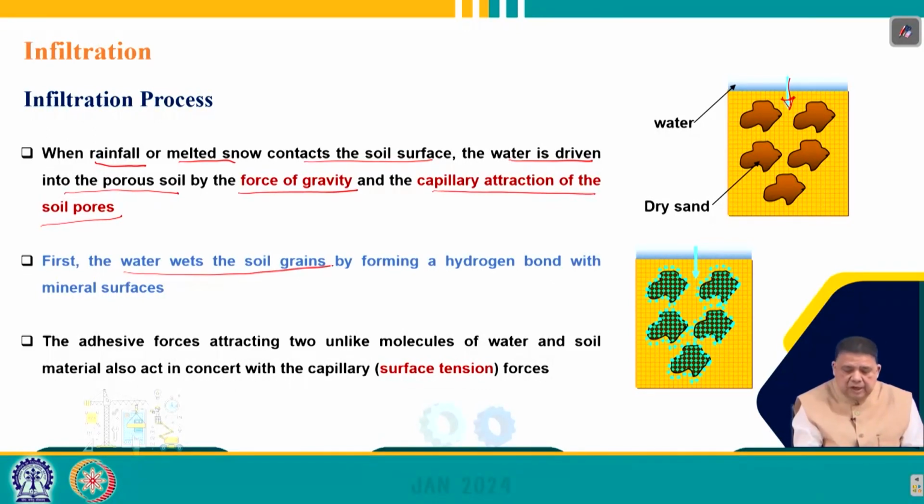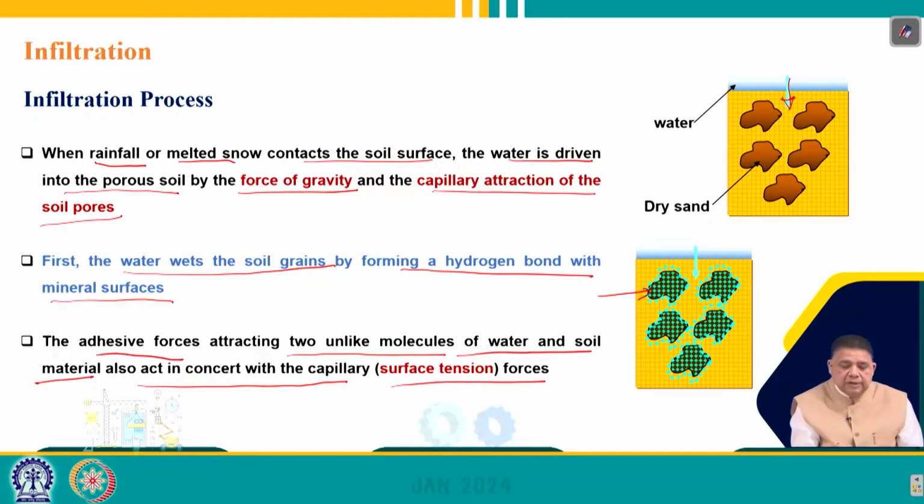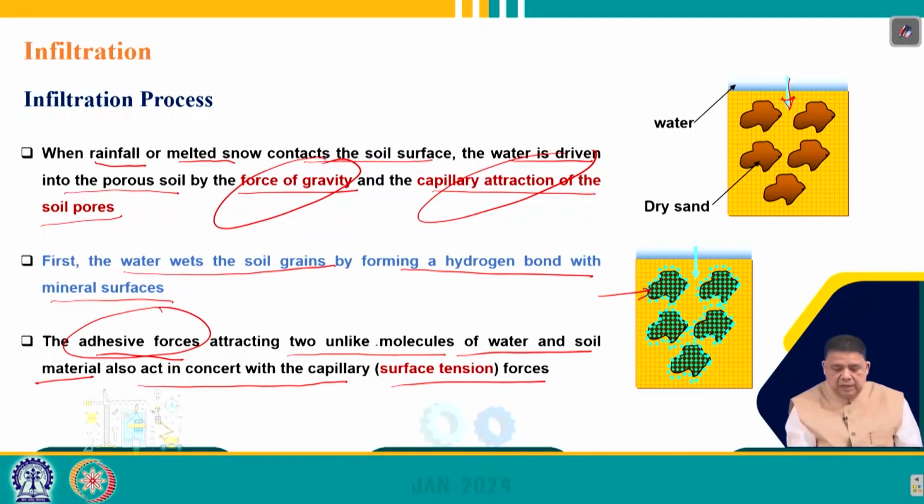First, the water wets the soil grains by forming a hydrogen bond with mineral surfaces. As you can see, the chemicals or particles in the soil will attract this water, and a hydrogen bond will be formed. The adhesive forces attracting two unlike molecules of water and soil material also act in concert with capillary surface tension forces. We already saw that there is the force of gravity and capillary attraction, but in addition to these two, adhesive forces also come into the picture, because when two unlike molecules, that is, of water and soil particles, come in contact, they will attract each other. Because of that, adhesive forces will also act.